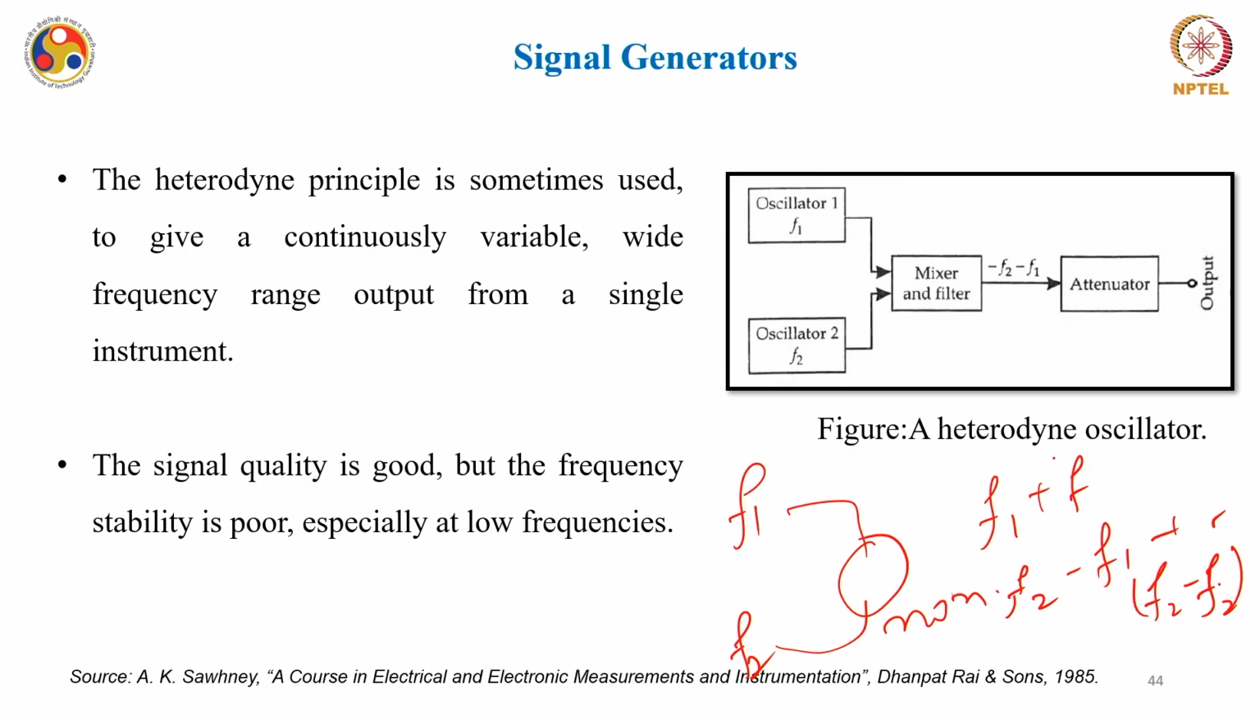One idea for the heterodyne oscillator is shown over here. You have oscillator 1 having a frequency F1, and oscillator 2 having a fixed frequency F2, both fed to a mixer. Along with the mixer there is also a filter which will filter out any frequency other than F2 minus F1. As I have mentioned, you may also have F2 minus F1 squared and other higher orders. This filter ensures that only the F2 minus F1 frequency comes out of this mixer and filter circuit and is fed into the attenuator.